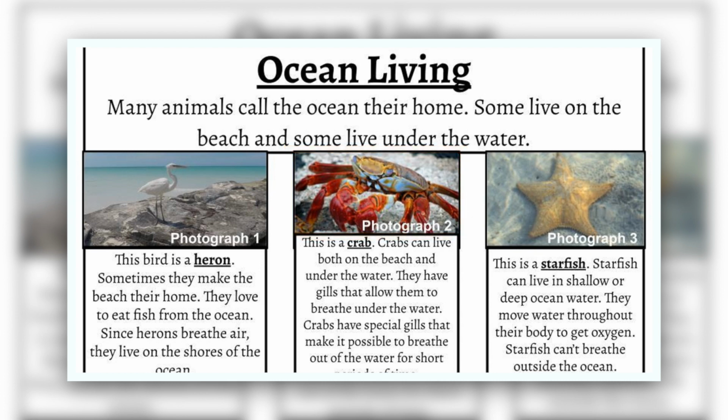Let's do this last one about the starfish, just to be sure. So we learned from the text that the starfish can live in shallow or deep ocean water. But it also said that they cannot breathe outside of the ocean. Those were some great reasons that the author gave to support his point.